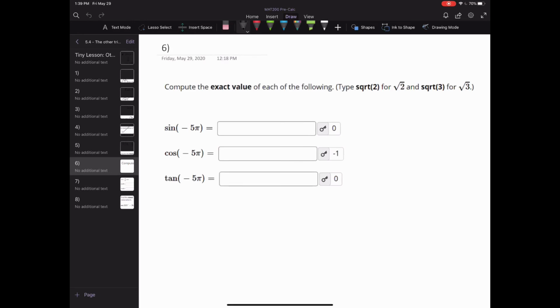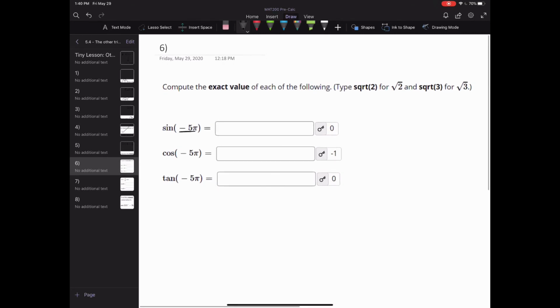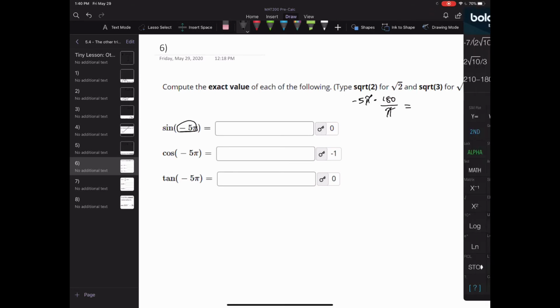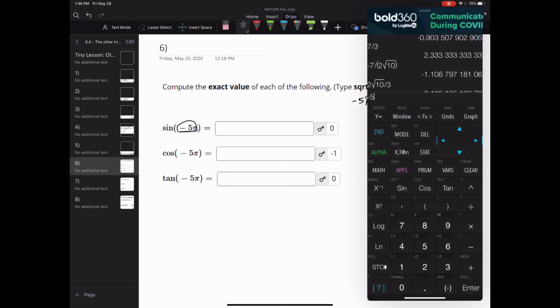Compute the exact value. Same thing. Okay, but this time they gave you radians. Let's convert this to degrees. So negative 5 pi times 180 over pi. Pi's cancel and you remain with, what is negative 5 times 180? Negative 900.